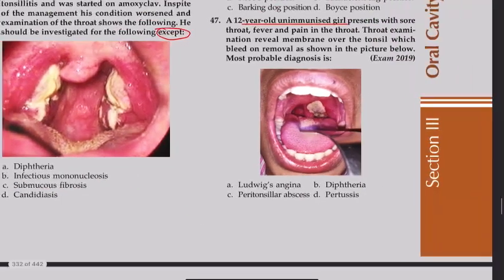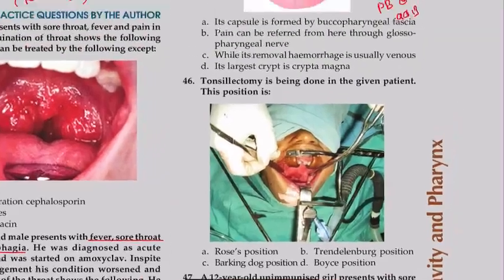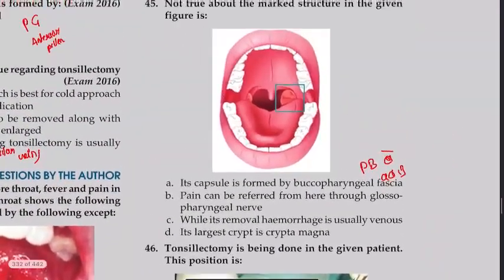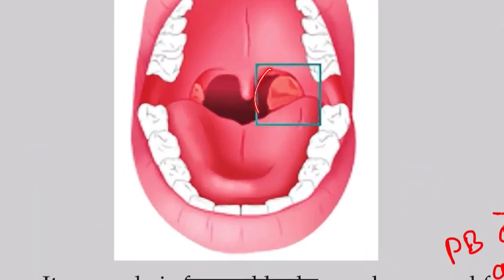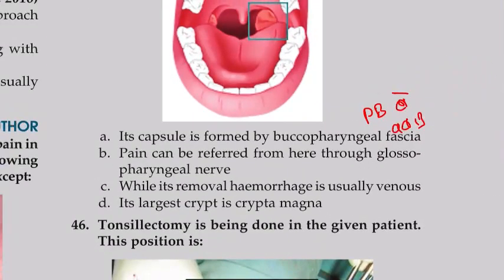Okay, question number 45, right? Now here what we have is: not true about the marked structure given in the figure. What is the marked structure? Obviously it is tonsil, right? Its capsule is formed by buccopharyngeal fascia. No, it is pharyngobasilar fascia, right? Okay, it is formed by pharyngobasilar fascia.